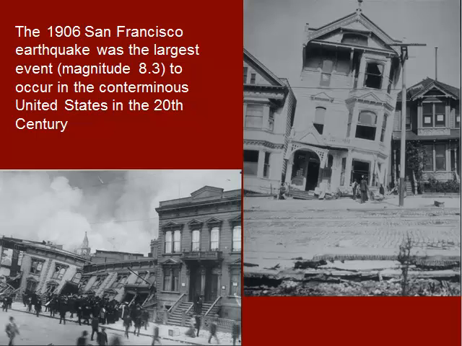1906 San Francisco earthquake, same thing. Magnitude 8.3, the huge earthquake that occurred in the US in the 20th century, and you can see liquefaction again causing this house to sink into the ground and tilt over, buildings collapsing due to not being prepared or an earthquake-prone or earthquake-ready structure.